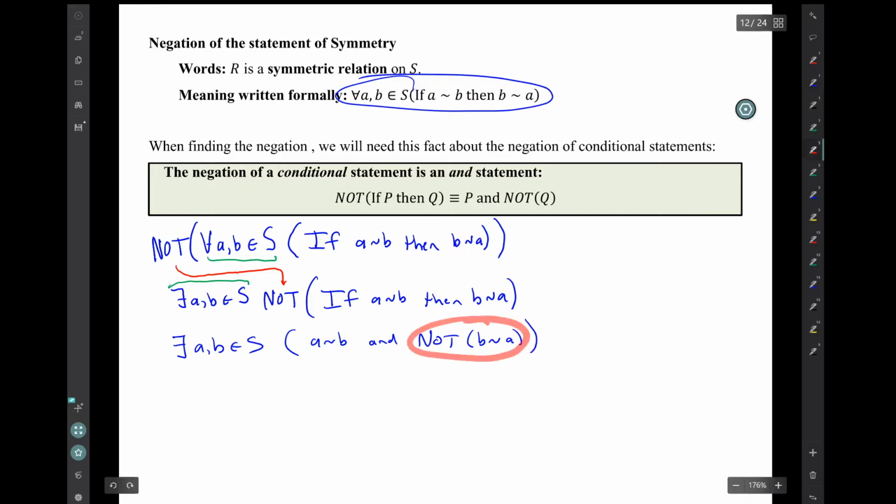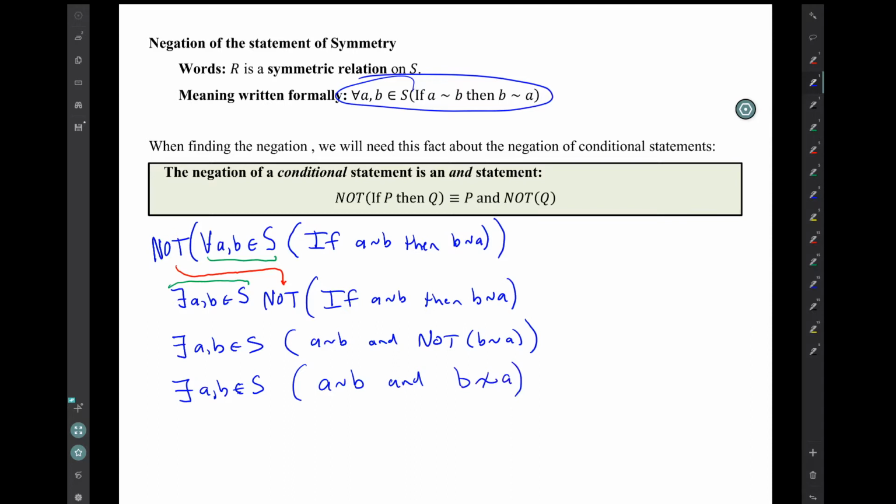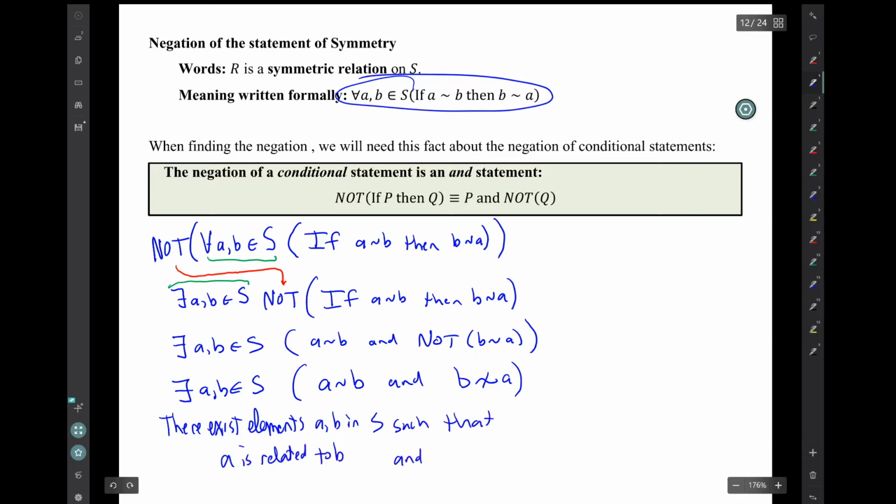What does it mean to say that not B is related to A? Well, that just simply means that B is not related to A. So I'll just write that more clearly. So this is spoken: there exist elements A and B in set S such that A is related to B and B is not related to A. So that's what it means for a relation to not be symmetric.